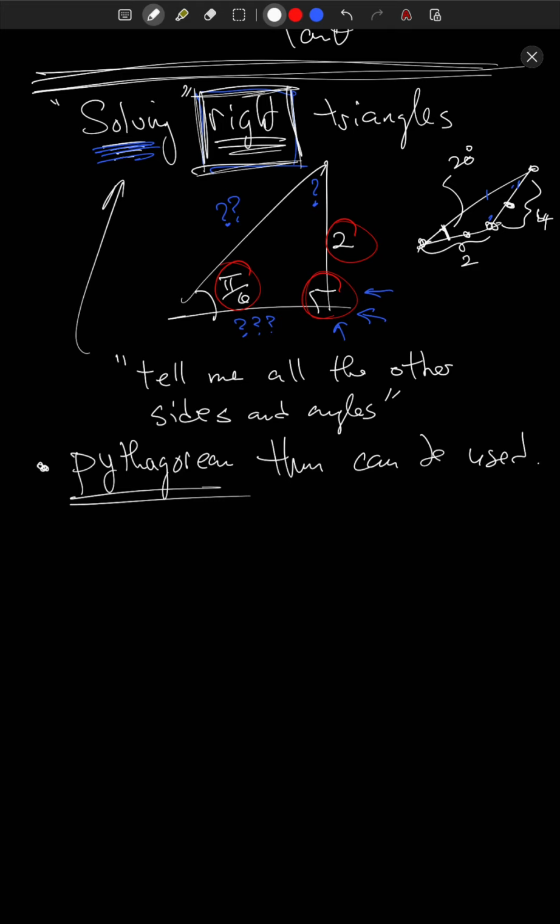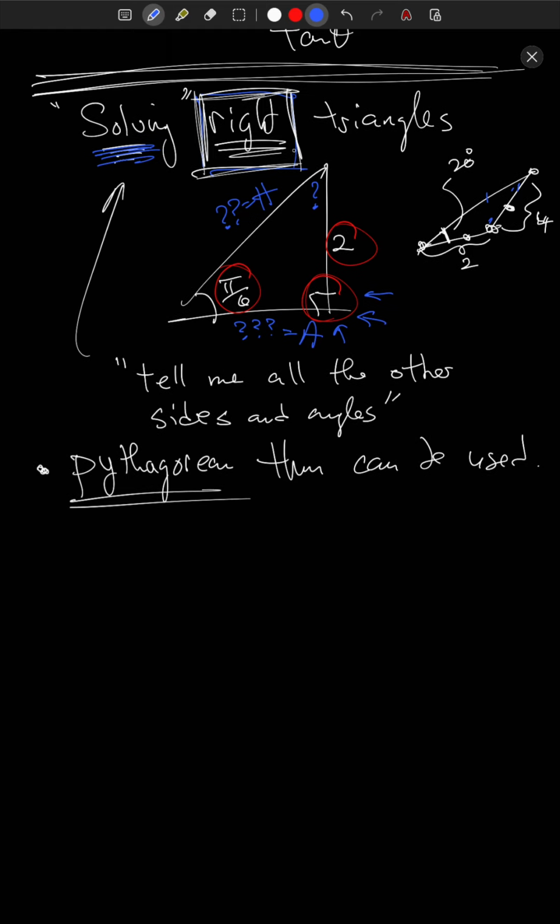All right, so let's give names to the sides we don't know. Let me call this side, well, it is the hypotenuse, so let me call this side capital H. Let me call this side here, well, it is next to the pi over 6, so let me call it capital A. And let me call this unknown angle theta.